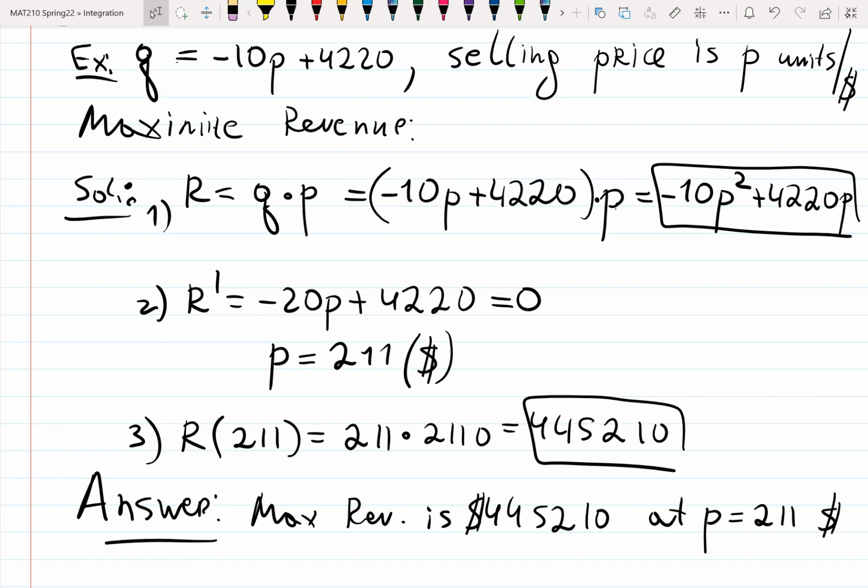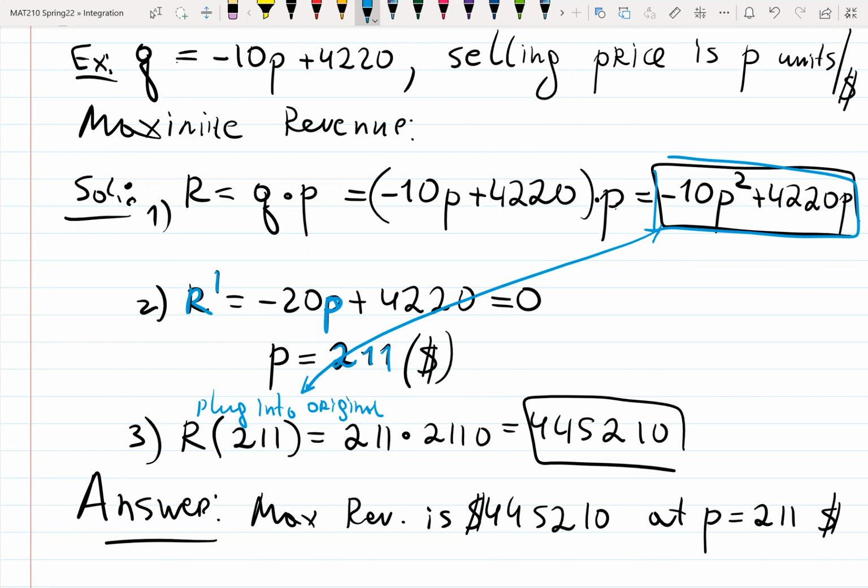How did you get part 3? Plug into the original. And the original was this one in the box. Yeah, plug here, and I just skip calculations. Where did you get 2111? 2111 is from solving R prime equals 0. Move the 42220p to the other side, divide by minus 20. Something like this.